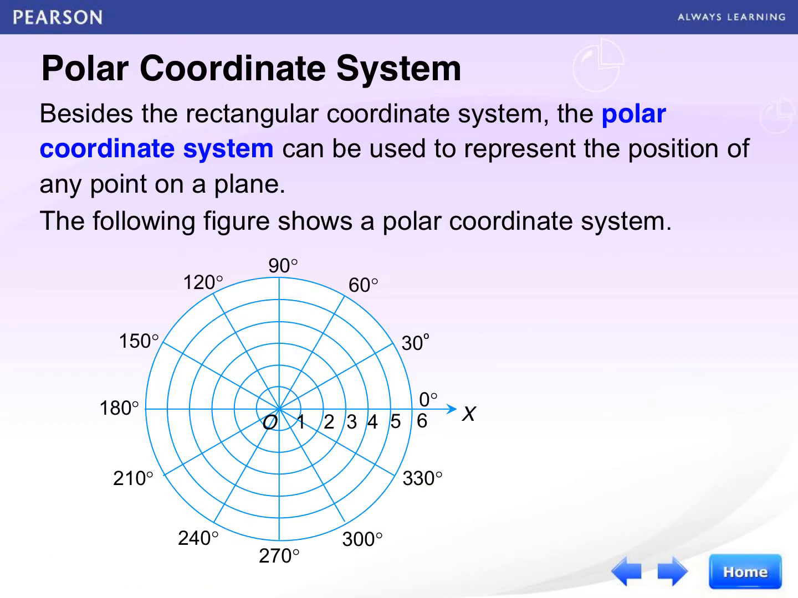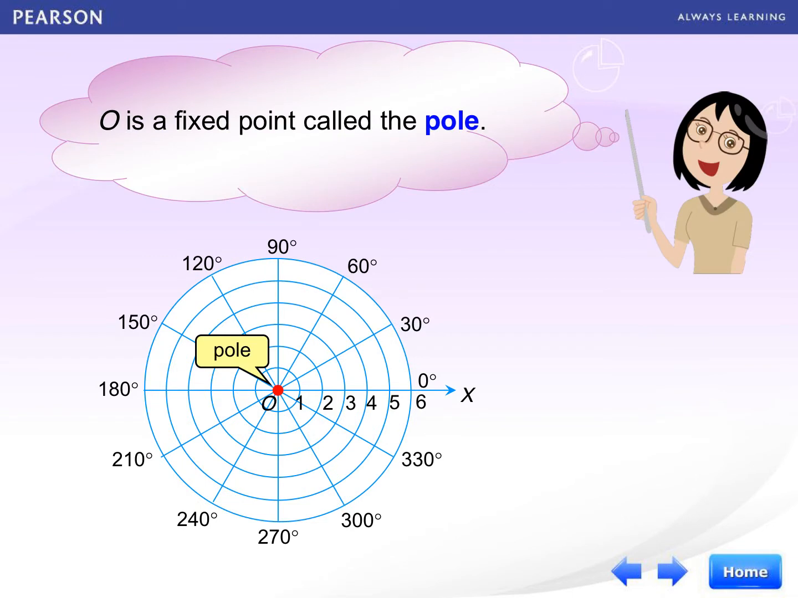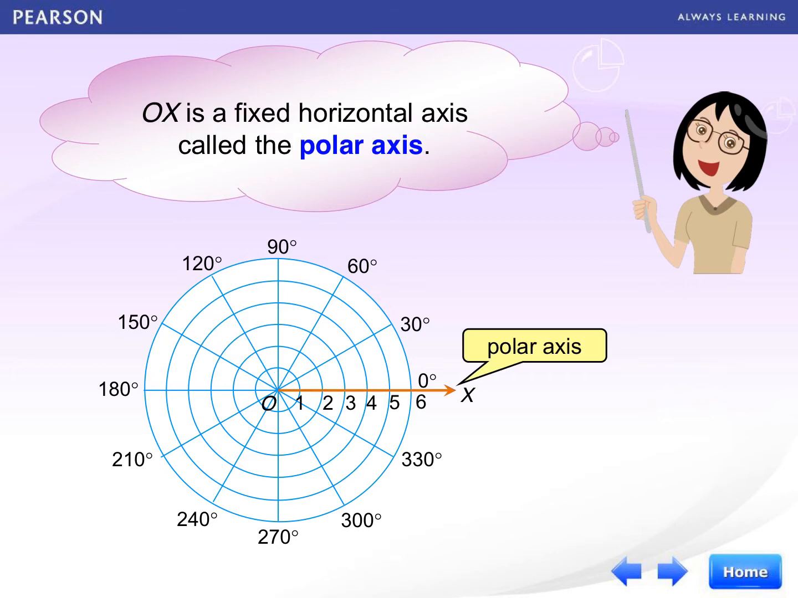Alright, the polar coordinate system is used to represent the position of any point on a plane. This is how it looks. The center of the polar coordinate system is O, the origin, which is a fixed point, and it is called the pole. OX is called the polar axis, where X is on the right-hand side of O.